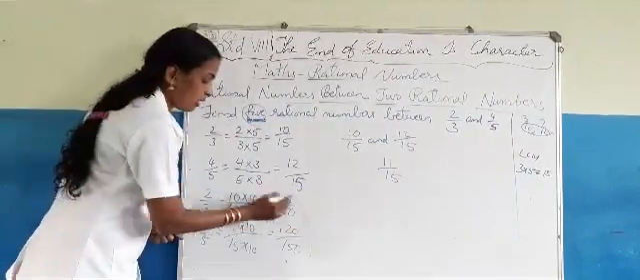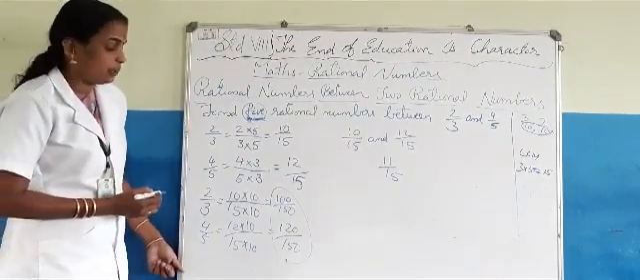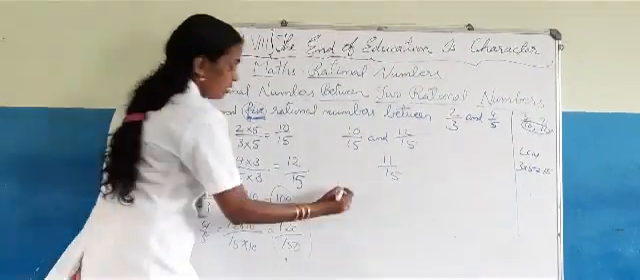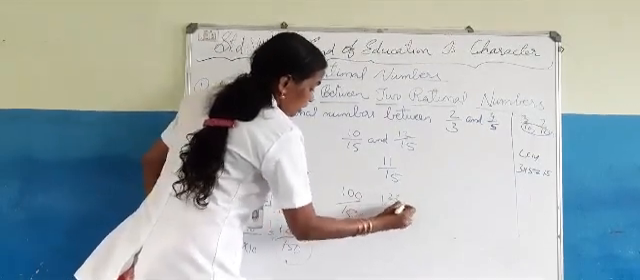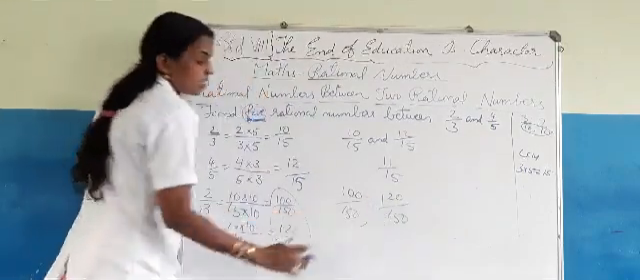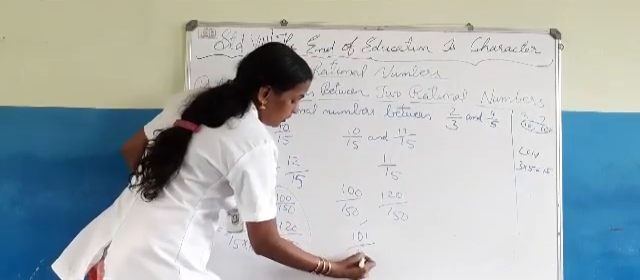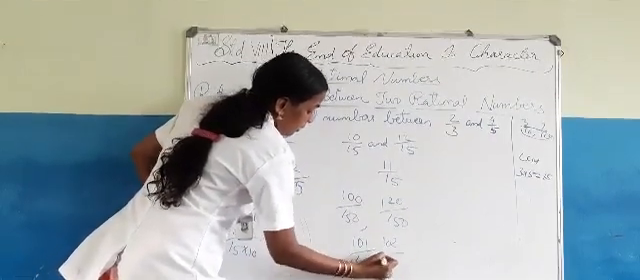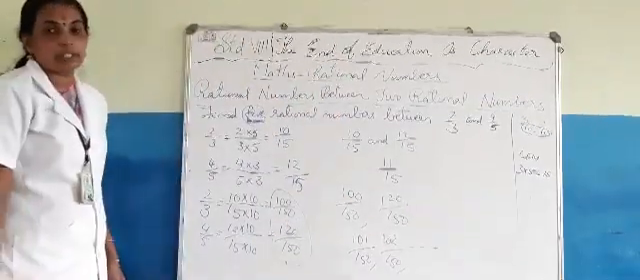So instead of finding rational numbers between 2 by 3 and 4 by 5, we can find rational numbers between 100 by 150 and 120 by 150. So which are the rational numbers between this? 101 by 150, 102 by 150, etc. We can find the rational numbers.